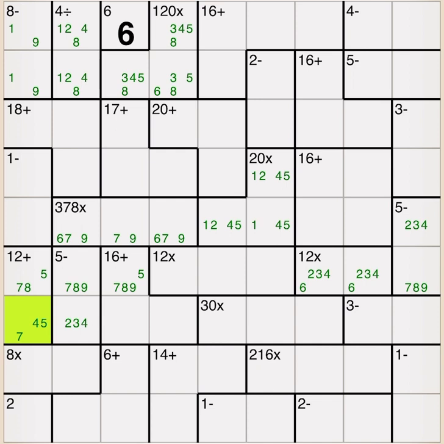Now, because we've got this 30 times, we can't have a 5 in that position. So we can get rid of that, and get rid of that. What else have we got? This 8 times is 1, 2, 4, 8.